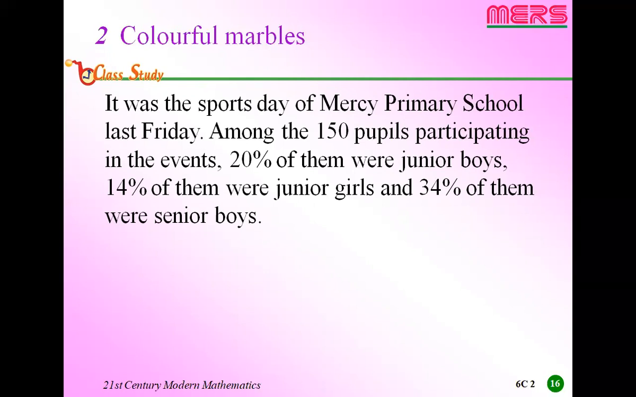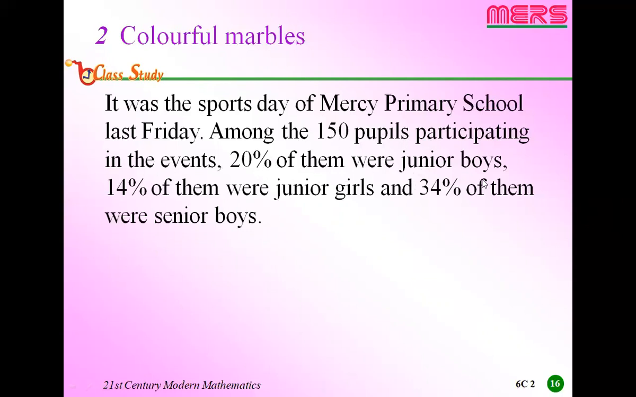All right. The class study question is, it was the sports day of Mercy Primary School last Friday. Among the 150 pupils participating in the events, 20% of them were junior boys, 14% of them were junior girls, and 34% of them were senior boys. All right? So right here, don't be scared because there are so many percentages and numbers here. You can use a picture to represent it. Remember, you can use the rectangle, okay? 150 pupils, all right?